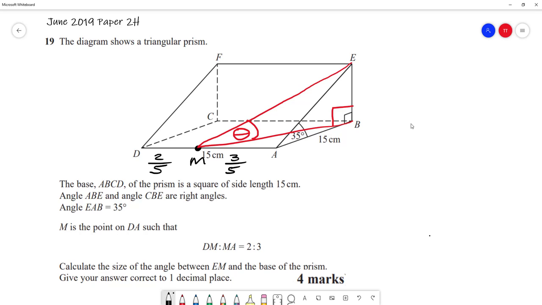But there's another triangle here, ABE. Now I'm going to draw that triangle out here. So right angle triangle. That's ABE, A, B, and E. This is 35 degrees. Now AB is 15 centimeters, and we want to work out what EB is.